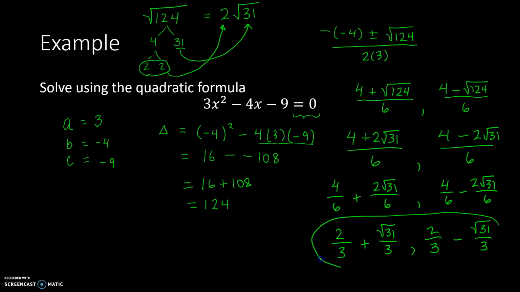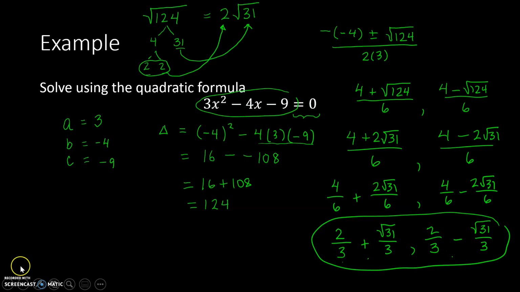Those are the two solutions to that quadratic equation. If I graphed this parabola, it would cross the x-axis at these points. The line of symmetry for this parabola would be x equals 2/3.